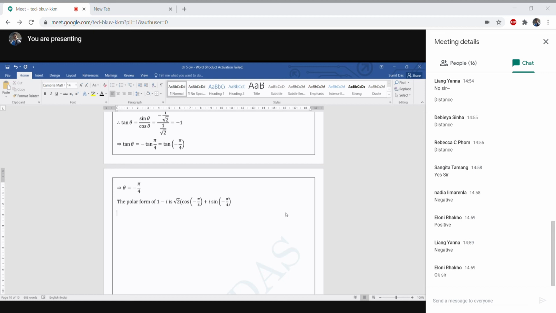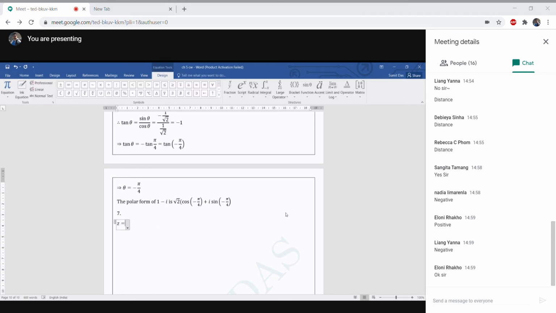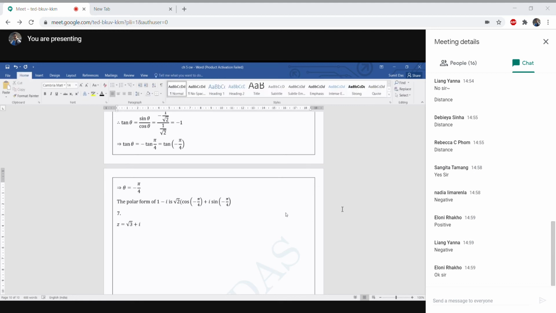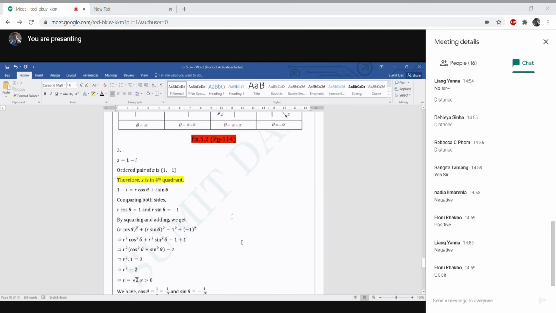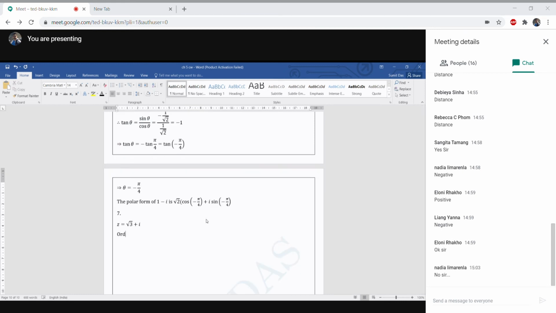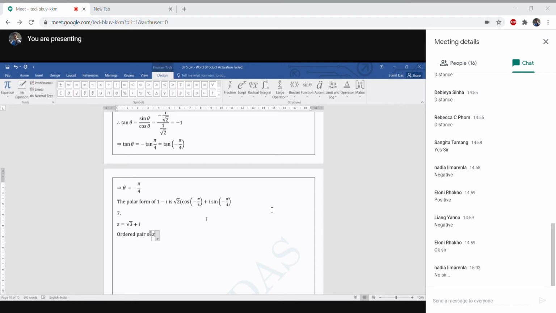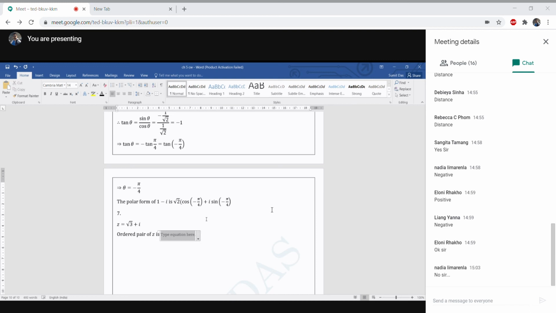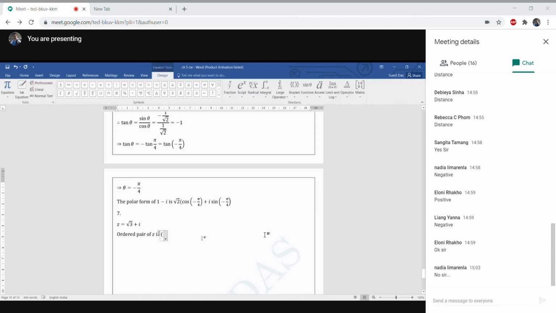Fine. Next, let's do question number 7. Question number 7 is: square root of 3 plus i. Any doubt you can ask me. So whenever this number is there, just write down the ordered pair. The ordered pair of z, so it will be helpful for you to understand, will be square root of 3 and 1.